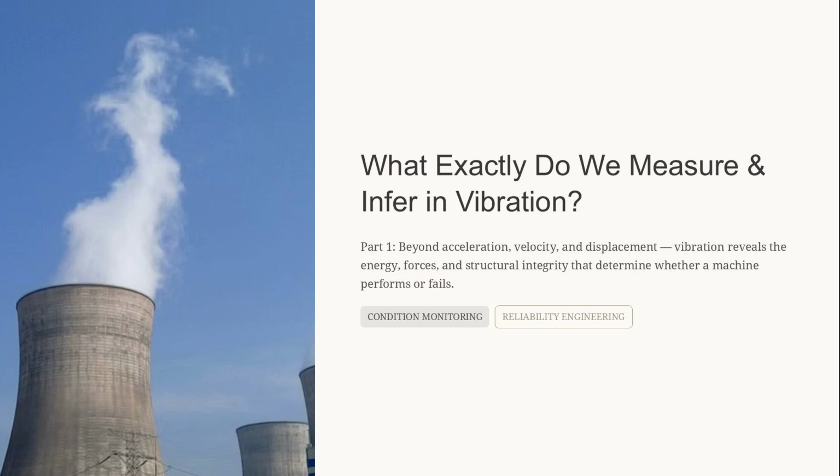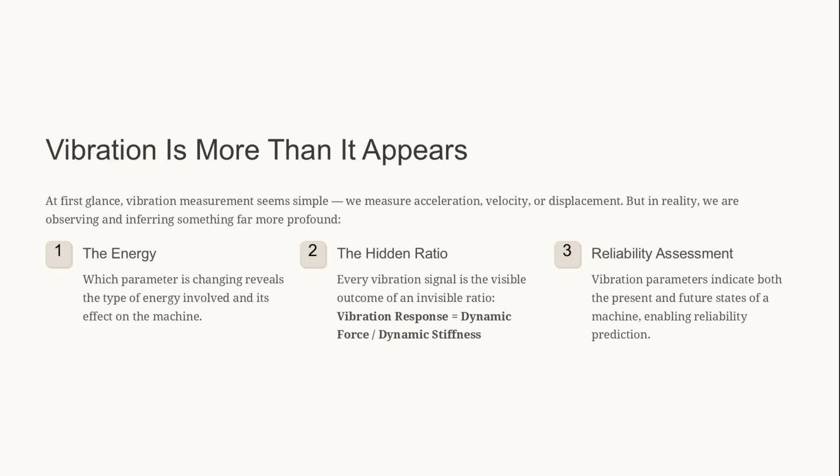Vibration analysis goes beyond simple measurements like acceleration and velocity. It uncovers the energy, forces, and structural integrity that determine machine performance. Vibration measurement is more profound than it seems. It involves understanding the energy, hidden ratios, and reliability assessments that affect machine operations.